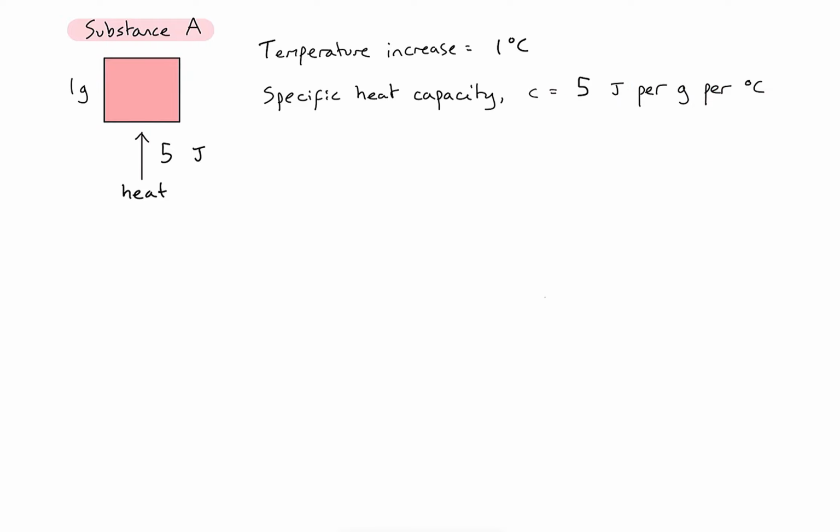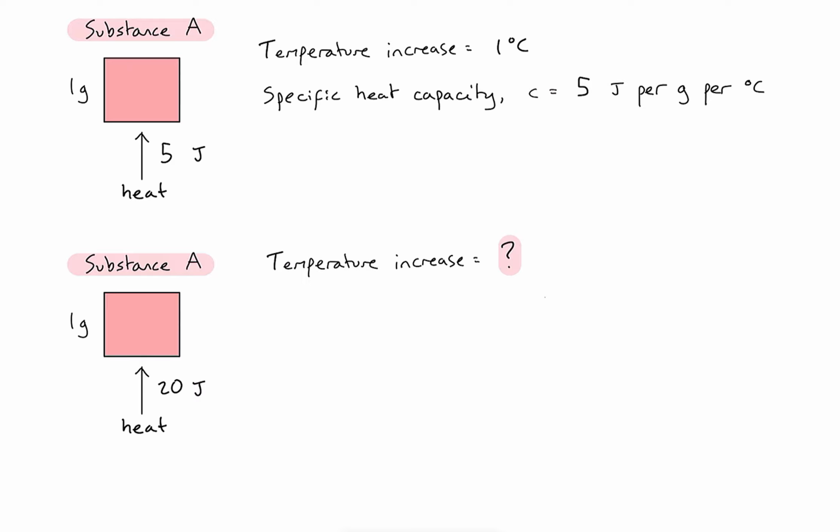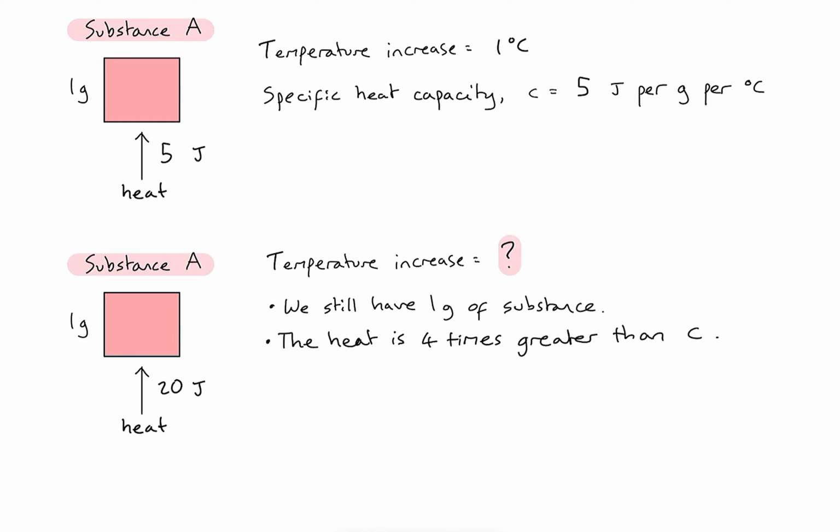So what happens then if we were to change the amount of heat or the amount of energy transferred to my substance? Let's take an example. In this case, we have transferred 20 joules of energy to my 1 gram of substance A. And I'm interested in what's going to happen to the temperature increase. So by how many degrees will the temperature of that substance go up? And we know we still have 1 gram of substance. But in this case, we are adding 4 times the amount of energy compared to the specific heat capacity.